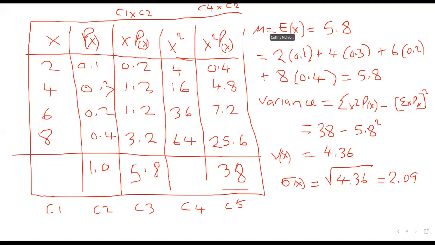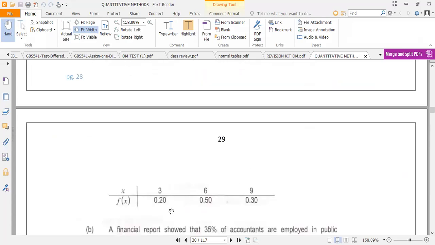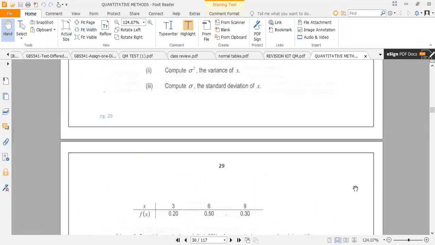So now we're going to go to those who purchased the pamphlet, the questions and answers, page number 28. We're going to look at this exam question. Below shows a probability distribution for a random variable. We are asked to find the mean, the variance, and the standard deviation. I will give you just 5 minutes to try this question.